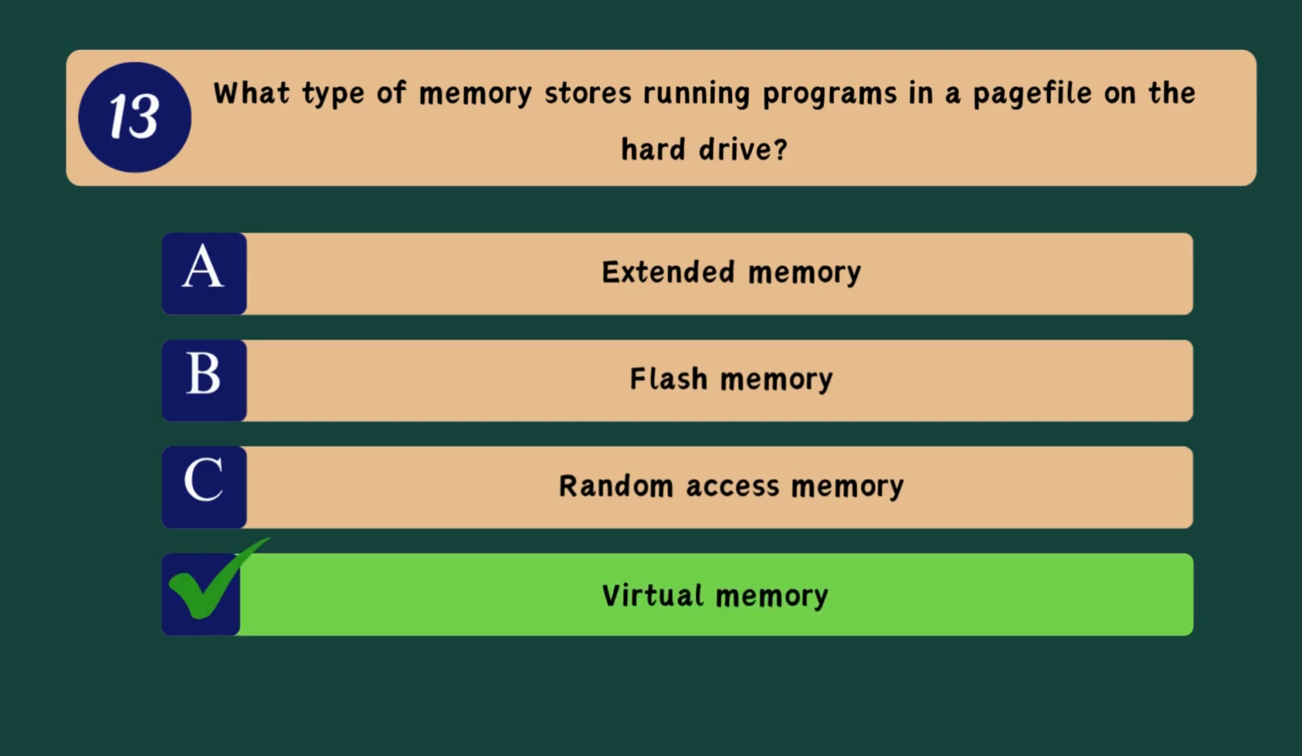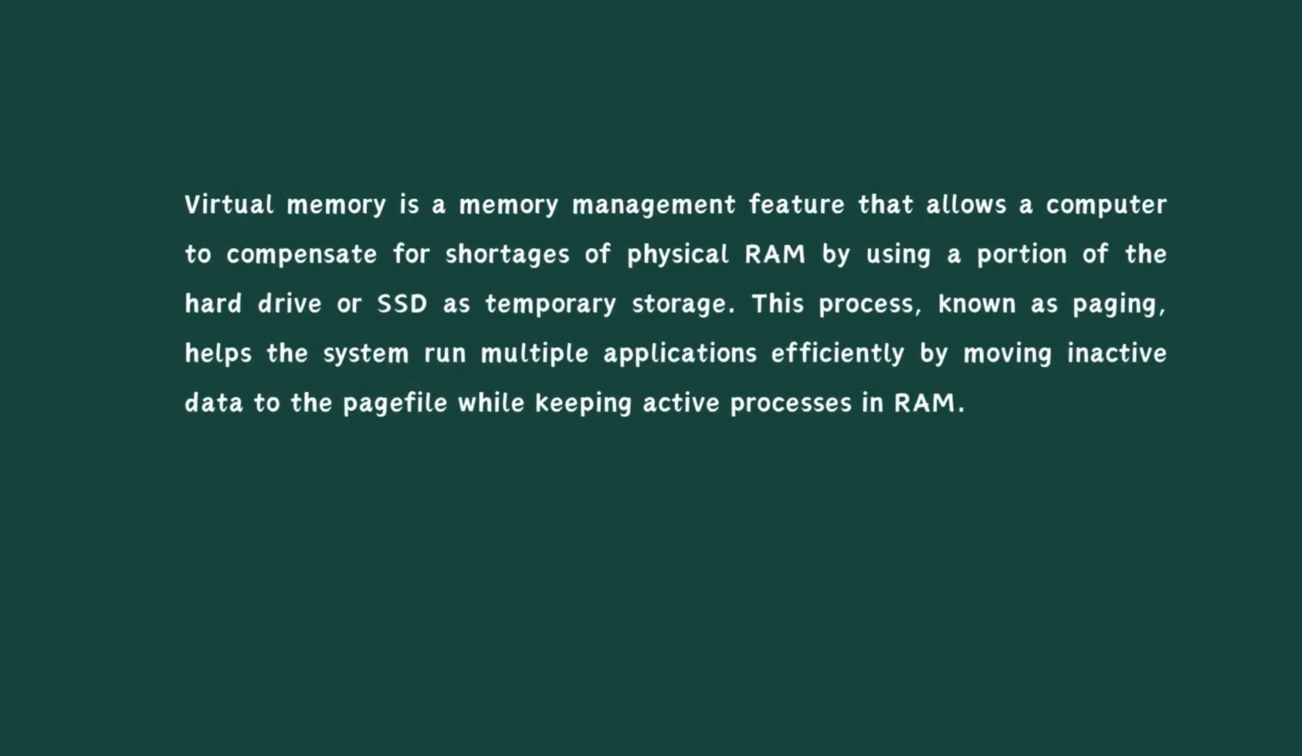Correct answer: D. Virtual memory. Virtual memory is a memory management feature that allows a computer to compensate for shortages of physical RAM by using a portion of the hard drive or SSD as temporary storage. This process, known as paging, helps the system run multiple applications efficiently by moving inactive data to the page file while keeping active processes in RAM.